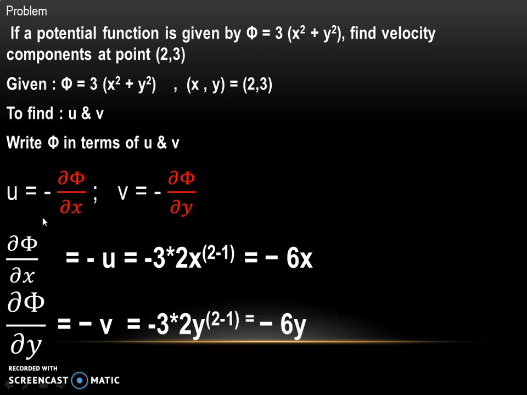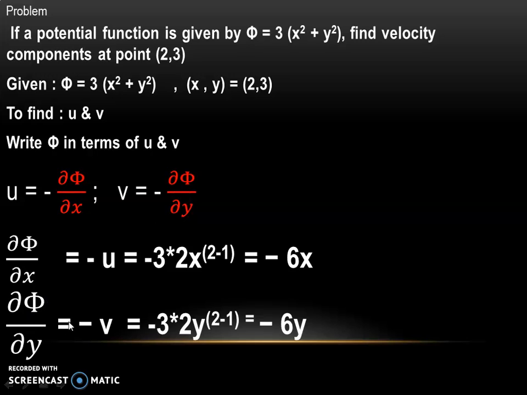So dou phi by dou x is equal to minus u, which will be equal to dou by dou x of 3 into x square plus y square. So dou phi by dou x of 3 into x square plus y square will be equal to minus 3 into n x raised to n minus 1 plus 0. So here n is 2, so it is 2 into x raised to 2 minus 1, with which we get final equation as minus 6x.